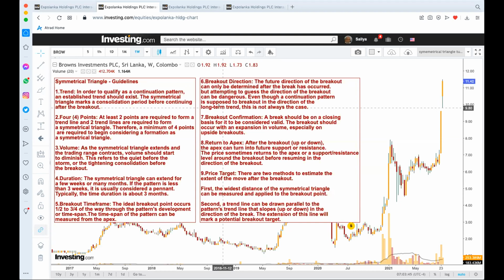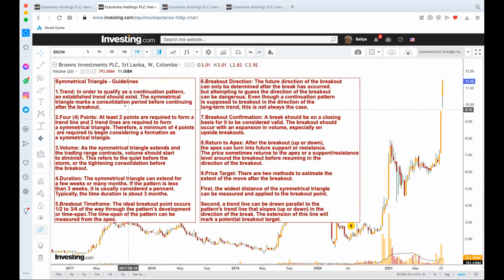And as time goes on, we might be able to even spot different chart patterns when we move to more advanced levels. In the case of symmetrical triangles and any other pattern, first of all we will be looking at the guidelines. In order to draw and make use of the symmetrical triangle, first we need to spot a trend. In order to qualify as a continuation pattern, an established trend should exist. The symmetrical triangle marks a consolidation period before continuing after the breakout. So remember, symmetrical triangle is a continuation pattern.